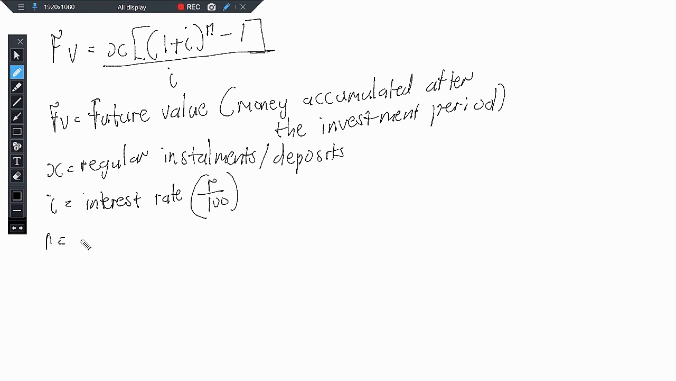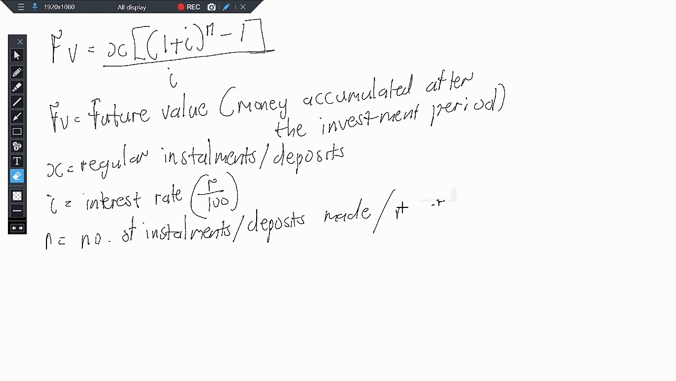Then we have N. This will be the number of installments or deposits made. Or sometimes it can represent the investment period. It can represent the period. So how long was the investment for? Right. Then regular installments, let's come back to this.